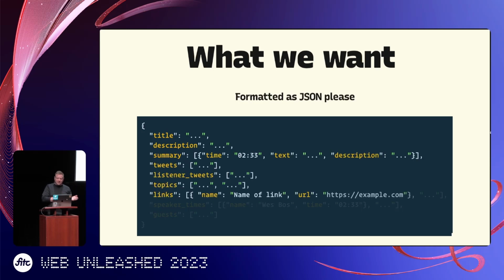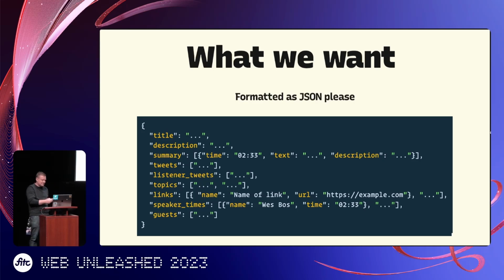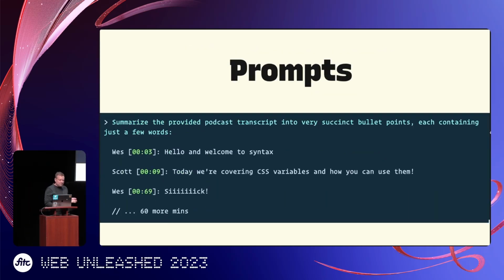And then what we want is to be able to give it the transcript from the podcast and say, give me a title, a description, a summary. Give me some tweets that I can tweet about this specific podcast. Tally how long people have been talking, this type of thing. So you come up with what's called a prompt, right? The prompt is what you tell the AI, I want you to do this thing.